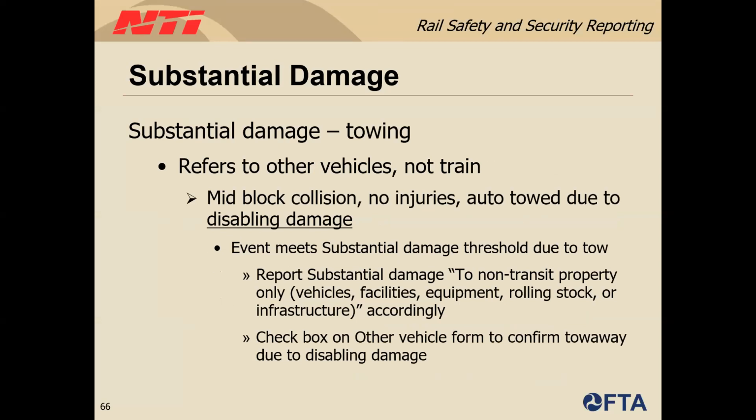Regarding the towing portion of the substantial damage criteria, this does not pertain to towing the train, but it does refer to the towing of the other vehicle due to disabling damage in order to meet the threshold. For example, there's a mid-block collision with no injuries, no fatalities, yet the car is towed due to disabling damage. You would select the substantial damage option on setup screen 2, and then when it asks you to identify what damage, you would choose the non-transit property only selection. Then on the other vehicle form, there's a follow-up confirmation question saying, was this vehicle towed from the scene due to disabling damage as a result of the collision? So you would click yes on that. You'll see that when we get to that other vehicle form.